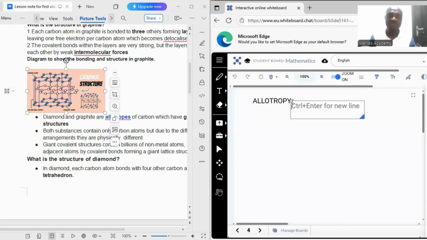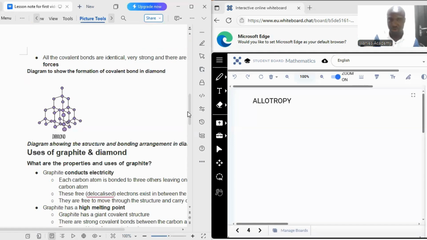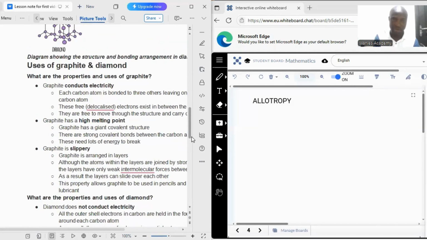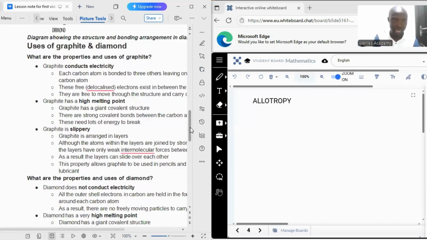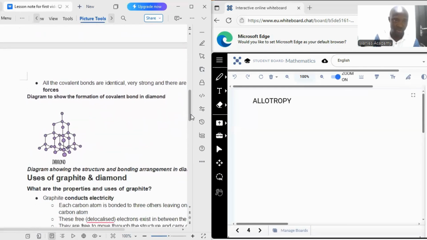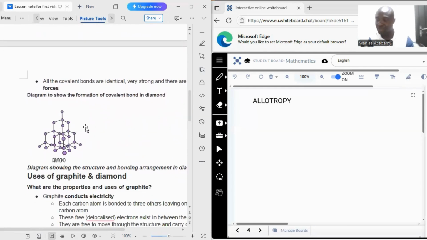All right, so now having talked about graphite, let's quickly look at the other allotrope of carbon called diamond. Firstly, let's take a close look at the structure of diamond. Now, this is the structure of diamond. Firstly, diamond is a tetrahedral crystal structure.